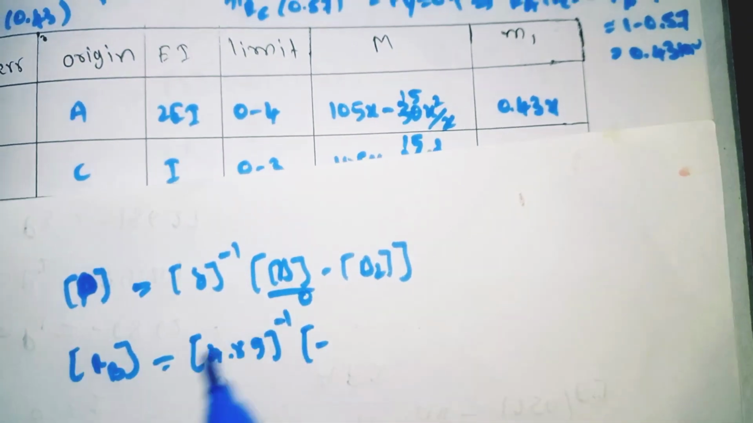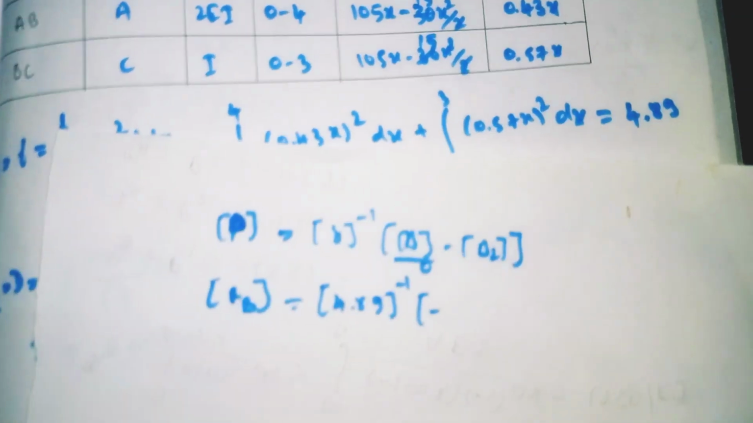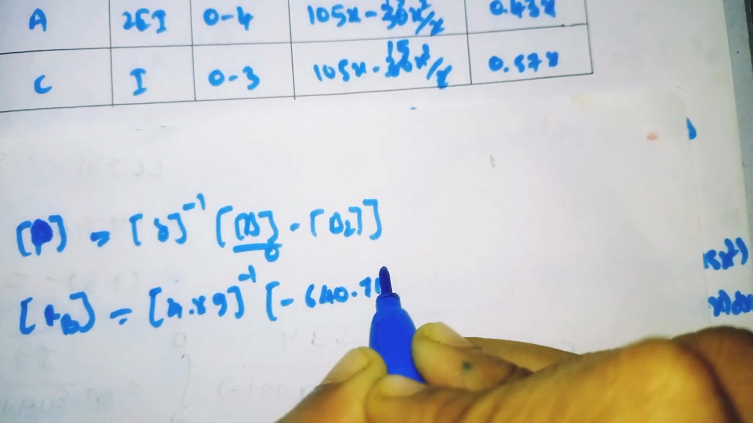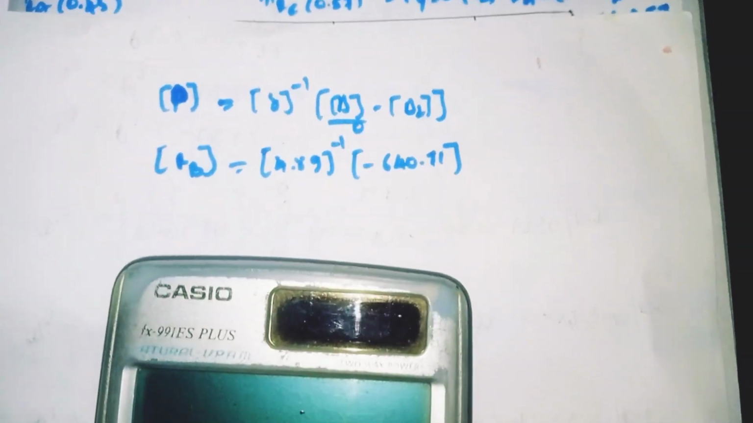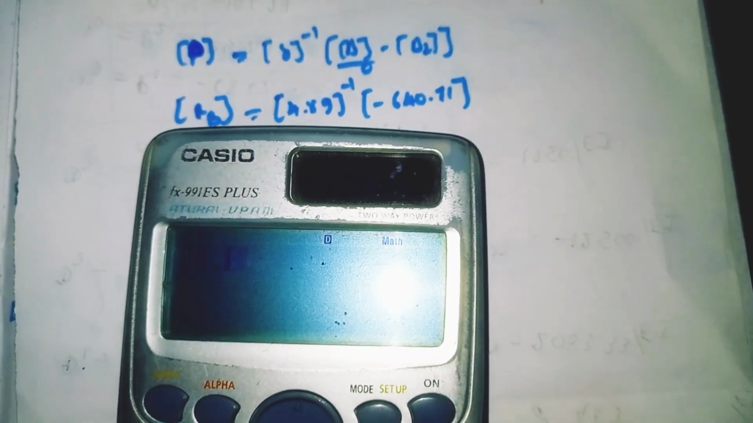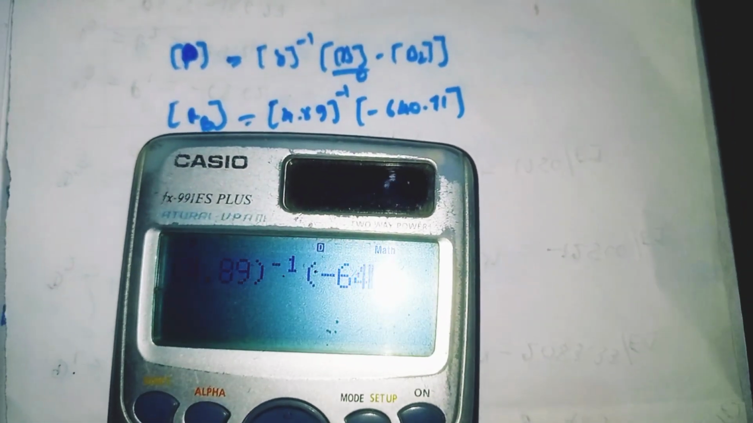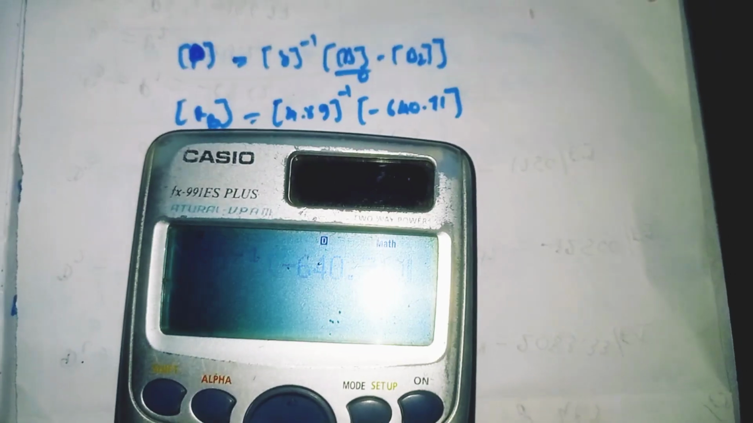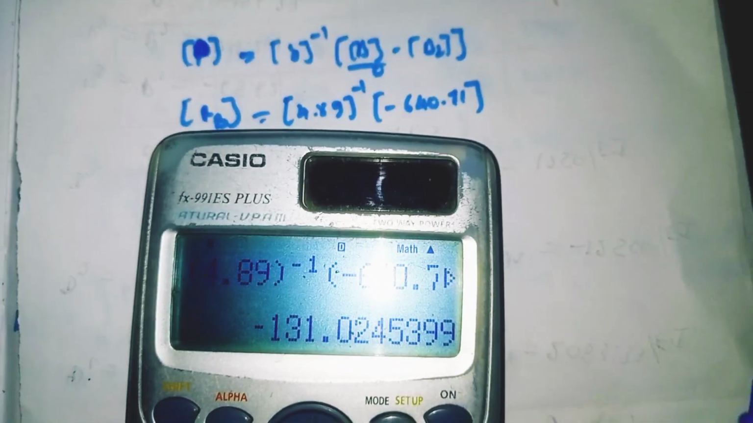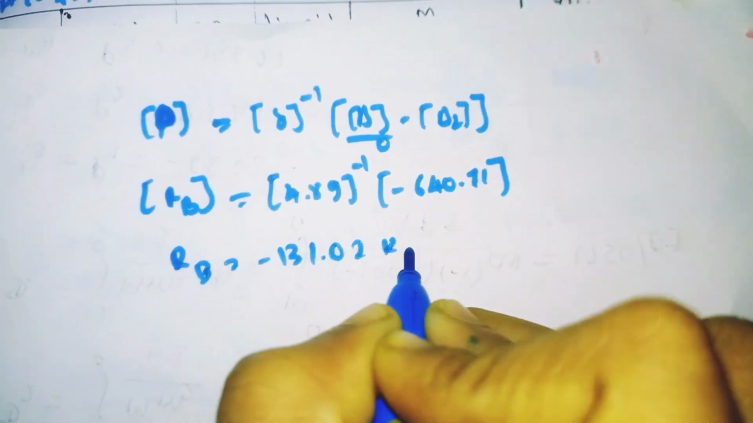Into minus of D_L value we got was how much? 640.71. So minus of 640.71. By using calculator we can calculate it. So 4.89 inverse into minus 640.71. If we do, RB value will come out as minus 131.02. So RB value is equal to minus 131.02 kilonewton.